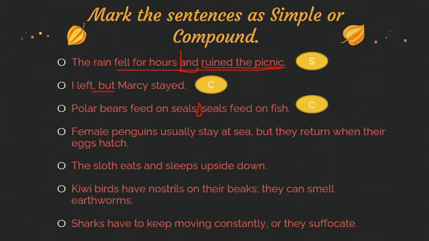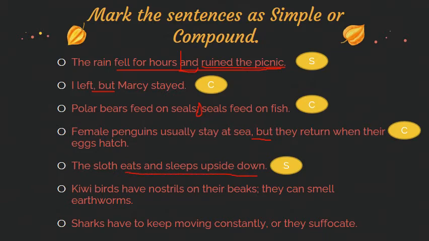Female penguins usually stay at sea, but they return when their eggs hatch. Here I have a comma with "but," and the first part, female penguins usually stay at sea, makes an independent clause. They return when their eggs hatch also makes an independent clause. So I have two independent clauses with a conjunction and a comma. Then it is a compound sentence. The sloth eats and sleeps upside down. Here is a simple sentence. It is one independent clause, but it has a compound predicate.